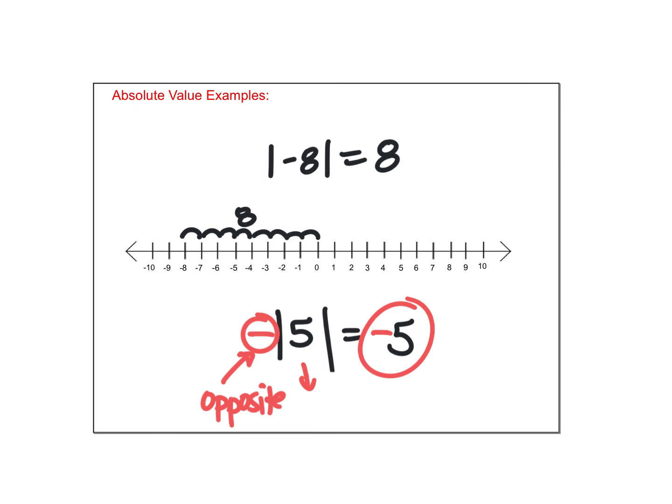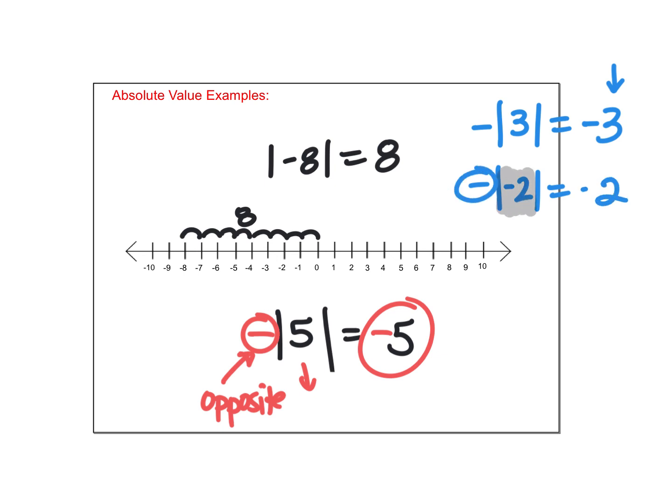Let me give you another one. If I ask you, okay, what's the absolute value of 3? It's 3. But if I put that negative sign on the outside, it means, hey, I want the opposite of whatever your answer is. So I'm going to make that negative 3. So one more, if I say, hey, the opposite of whatever the absolute value of negative 2 is. Okay, so I do this part first. The absolute value of negative 2 is 2. And then I make it opposite, negative 2.